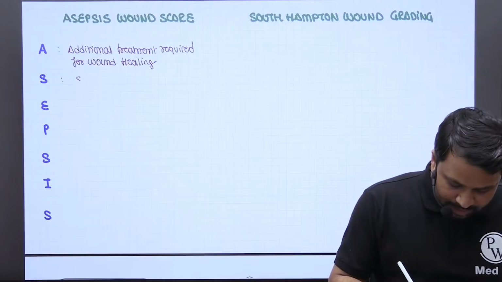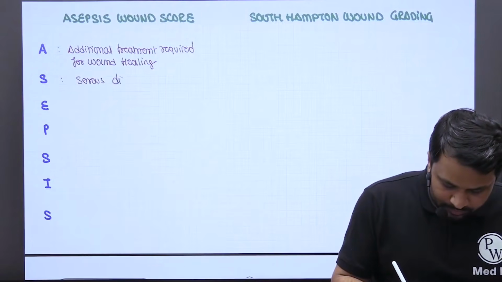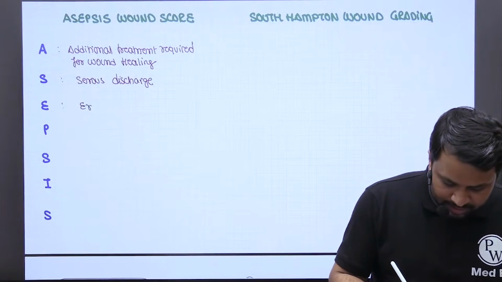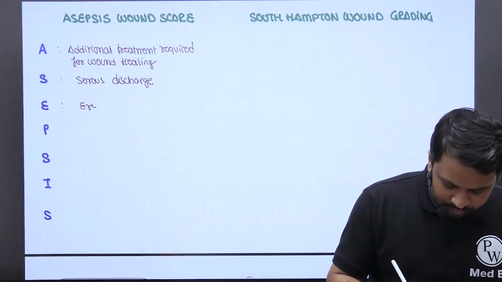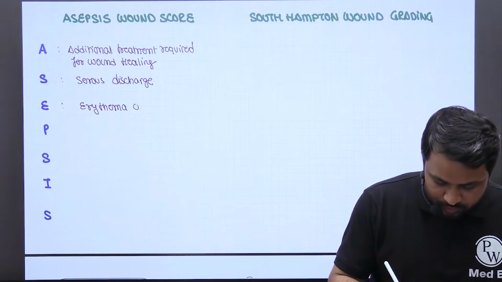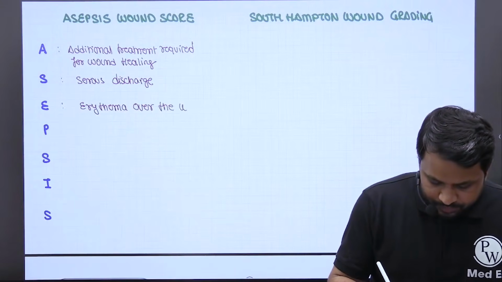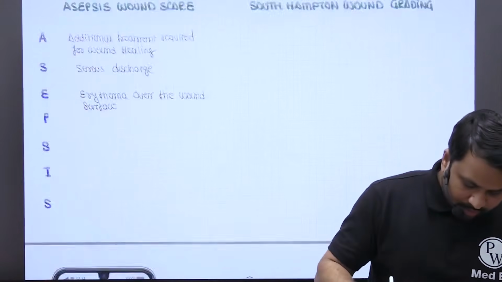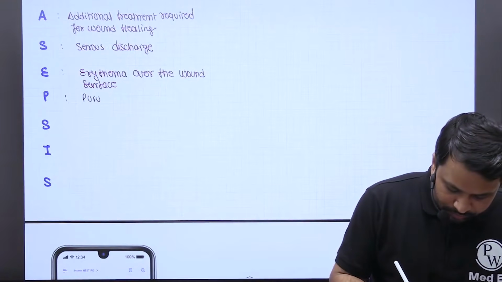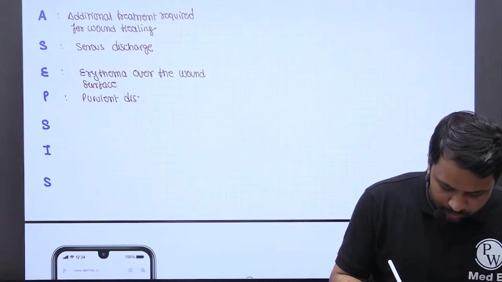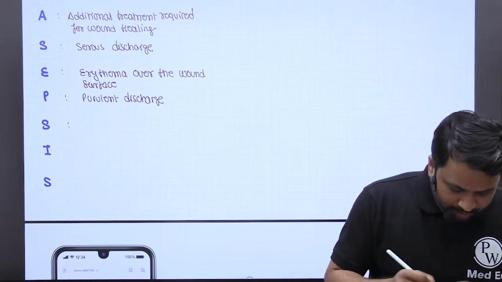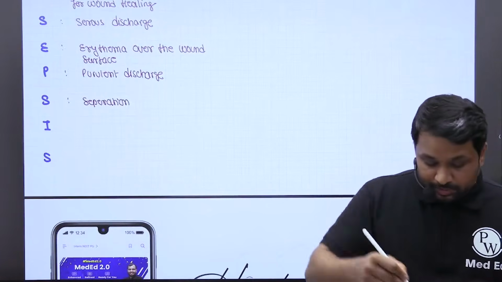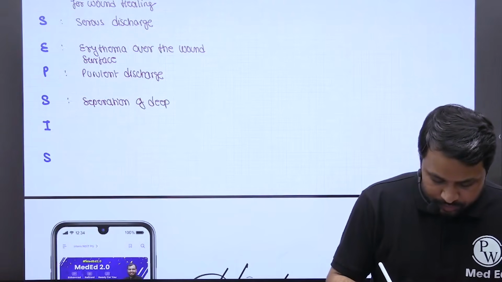S stands for serous discharge from the wound site. E stands for presence of redness, that is presence of erythema over the wound surface. P stands for purulent discharge. Another S stands for separation of deep tissue. That is, if infection has gone deeper, it is called a separation of deep tissue.